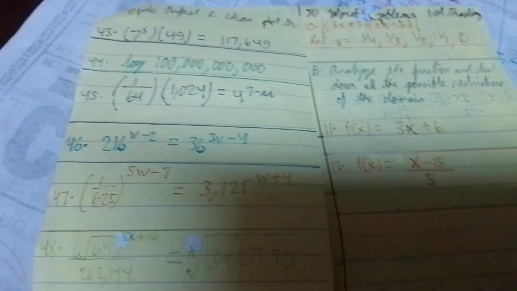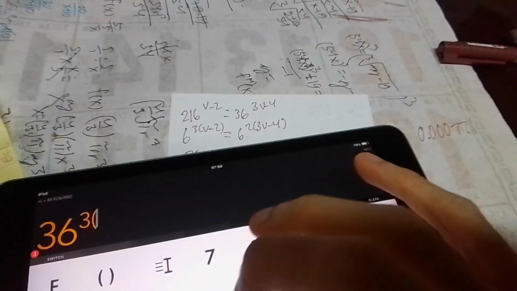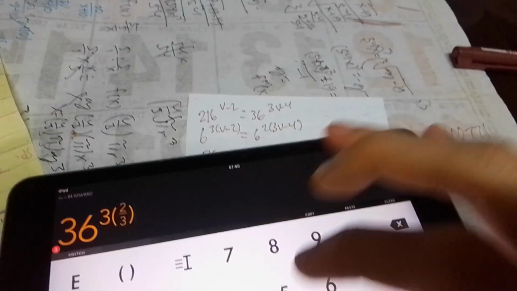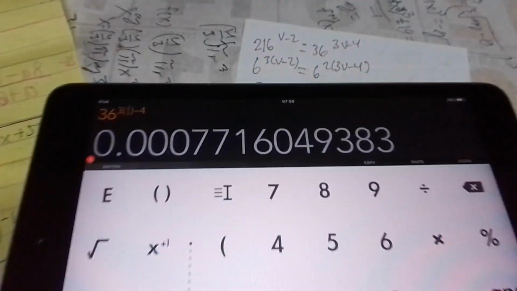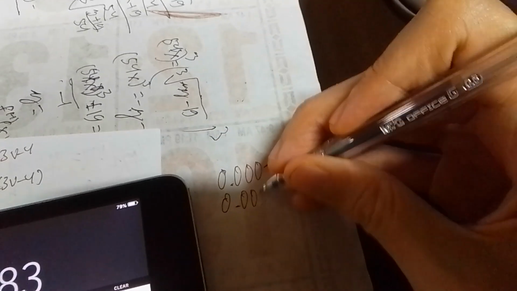On the other hand, we have 36 raised to the 3v, which is 3 times 2/3. Take note, they cancel. And then minus 4. So that's equivalent to 36 raised to the negative 2 power, which is still the same. If you were to translate this, that will be 1 over 1,296, which is still the same as 0.000771. So right, it still checks. Check.